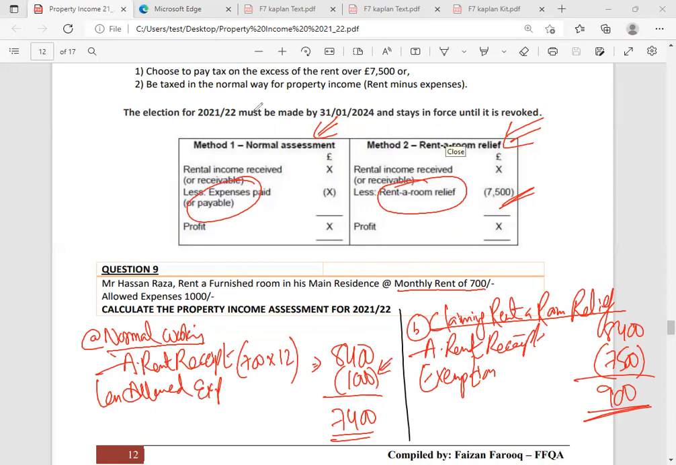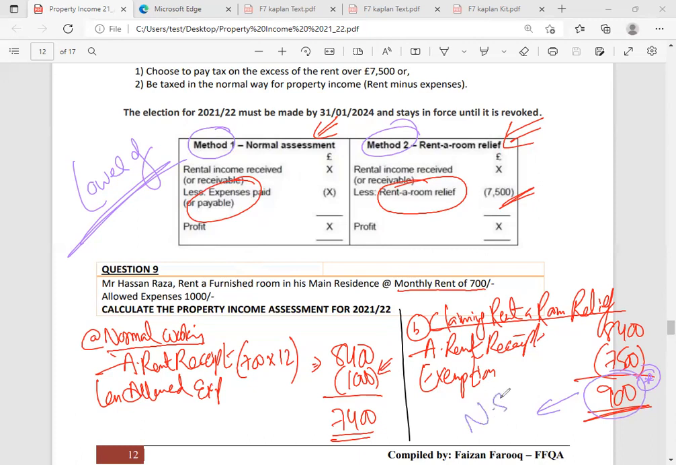Yes? The second one? Means you want to say this. Right or wrong? Yes. So this is the correct thing. We will not take 7,400. We will take the lower one in non-savings income, and we are going to pay tax only on the property income of 900, not on 7,400. This is called rent a room relief.